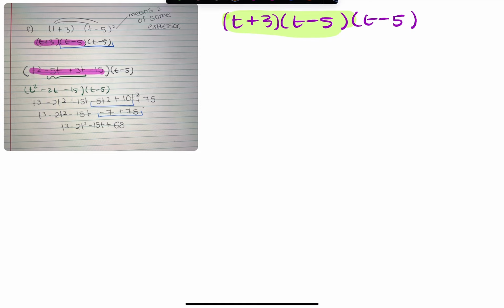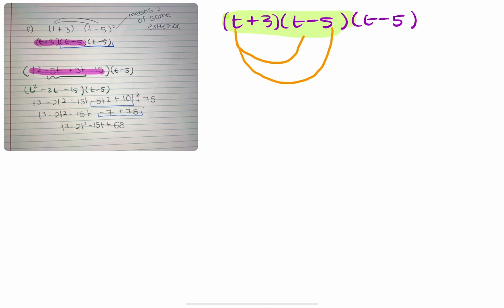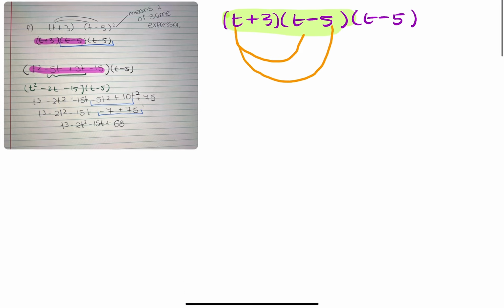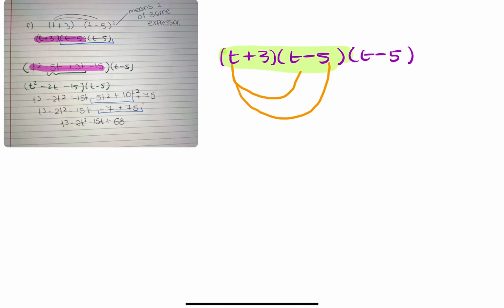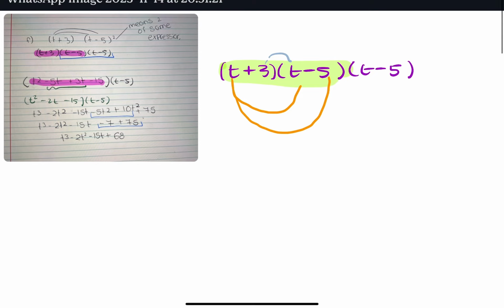So to multiply, you would multiply the first term by the first term, then the first term by the second term, and then you would multiply the second term by the first term, then the second term by the second term. So you have four things to multiply.